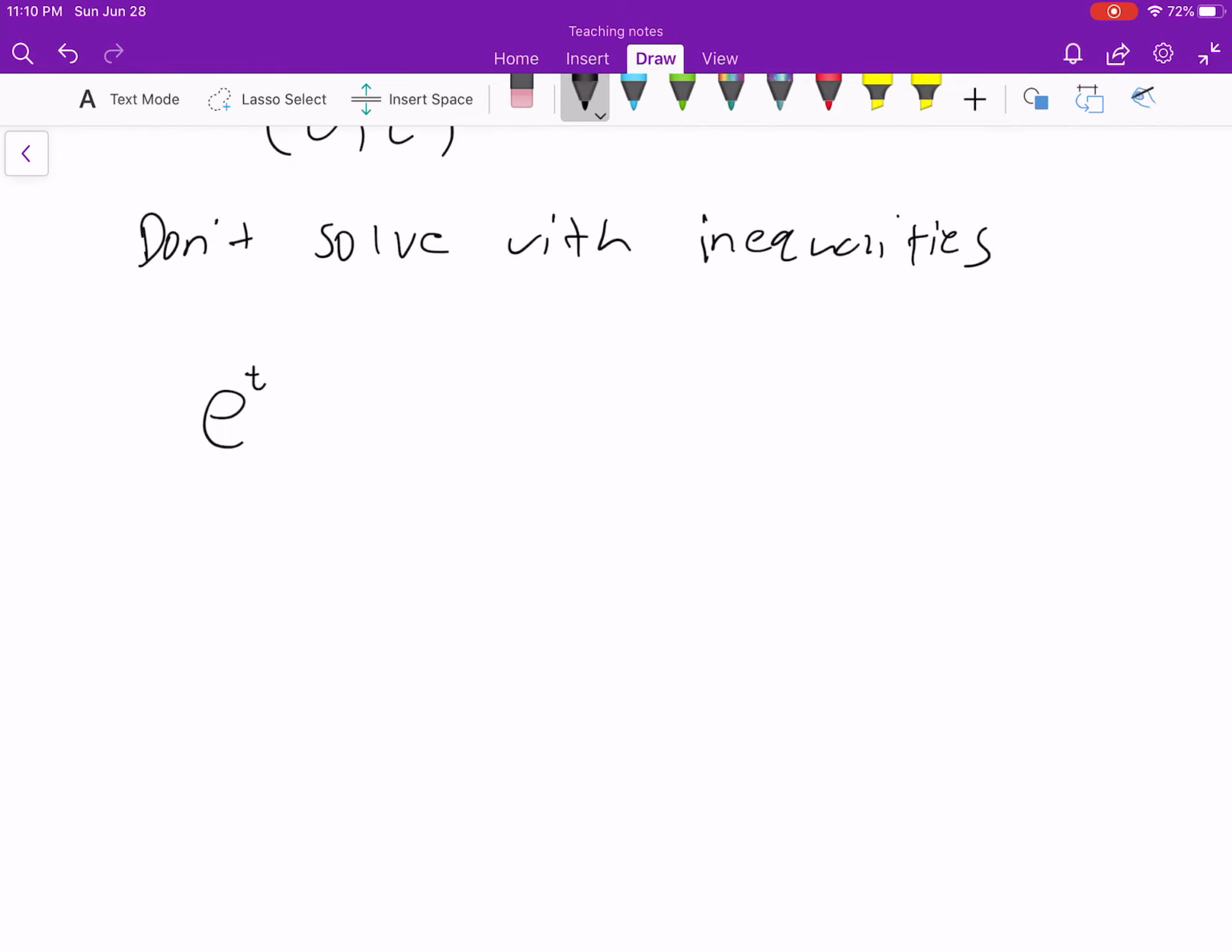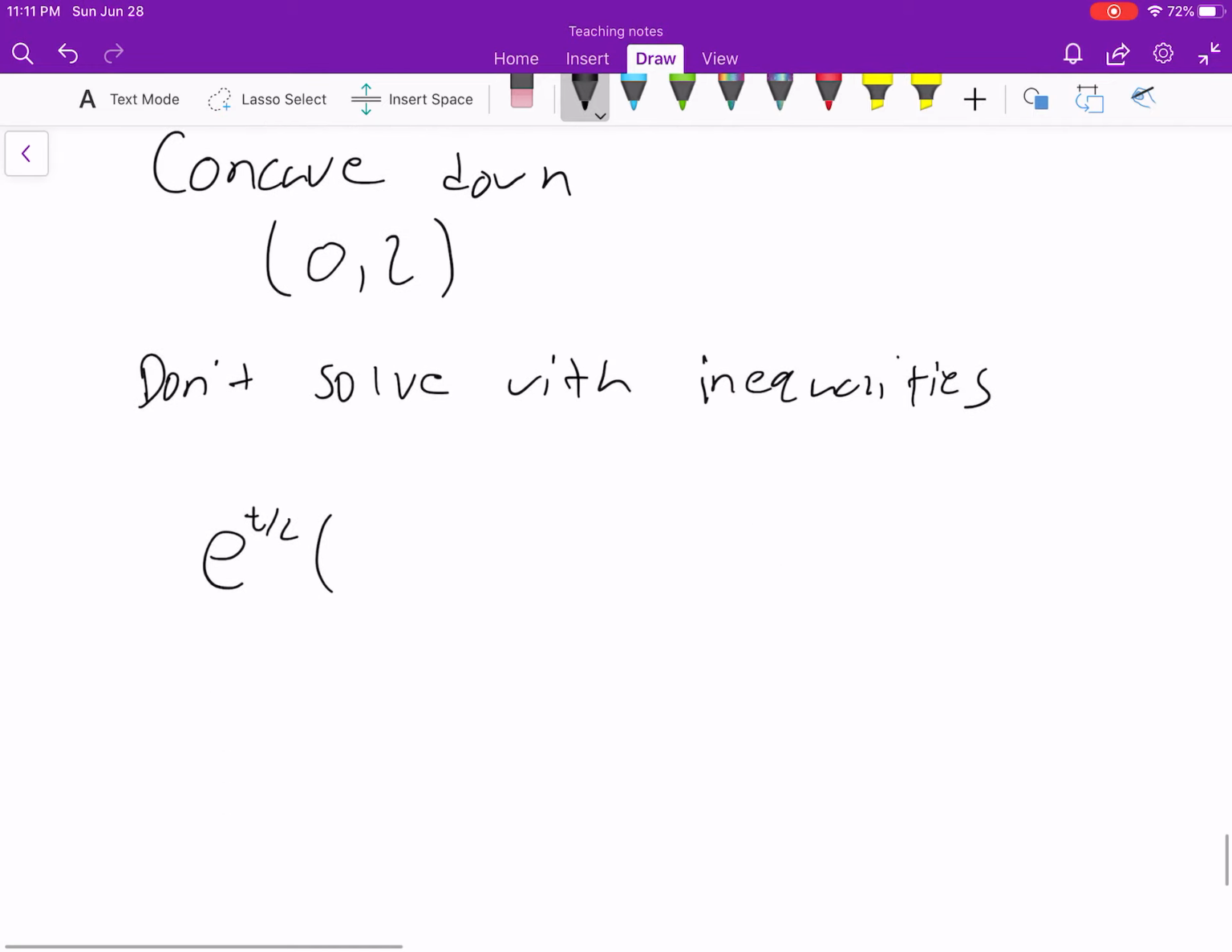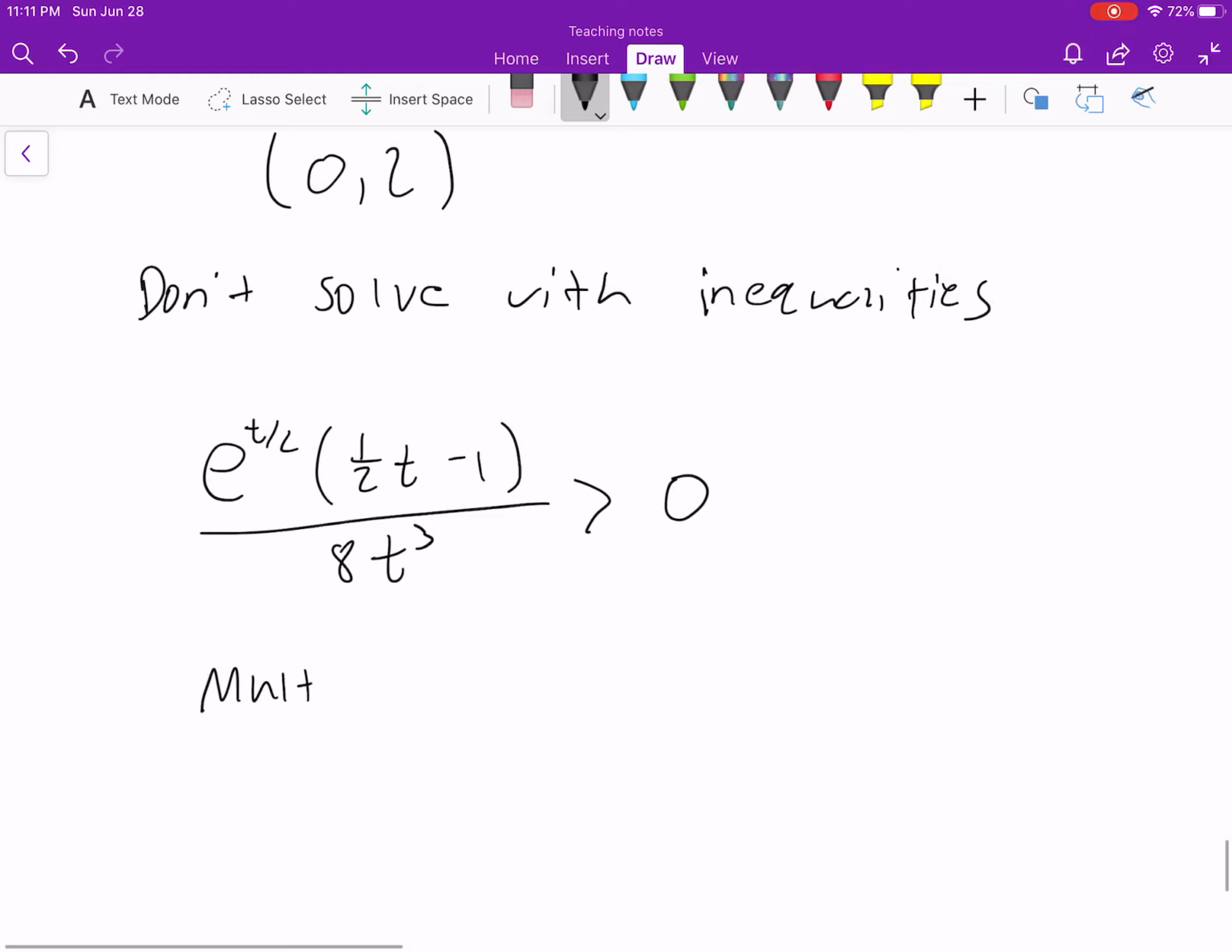So we have e to the t over 2, is it 1/2 t? Yeah, 1/2 t minus 1 over 8t cubed. Let's say I'm going to try and solve this with an inequality. Let's say I want to figure out where this thing is positive. So the first thing you're going to do is say, okay, let's multiply by 8t cubed. That'll be your first thing that you're going to do here, because you're trying to solve an inequality. And when you multiply that over, it's going to annihilate on the right hand side.